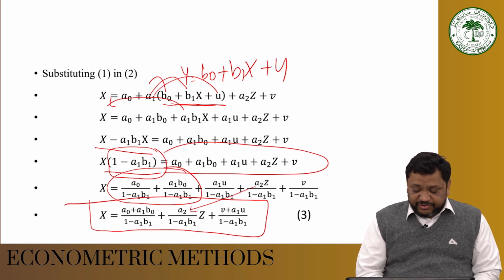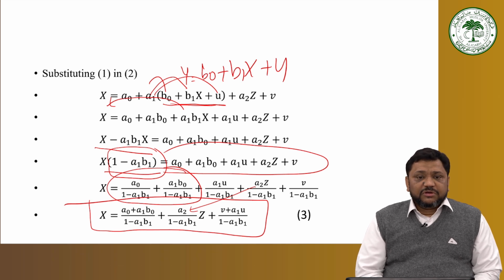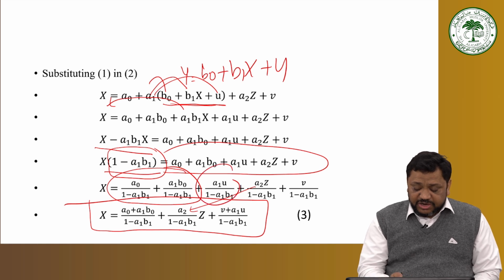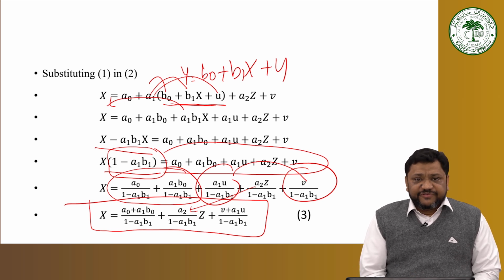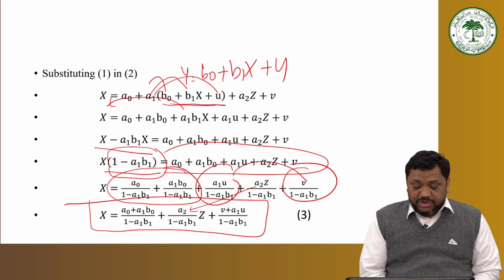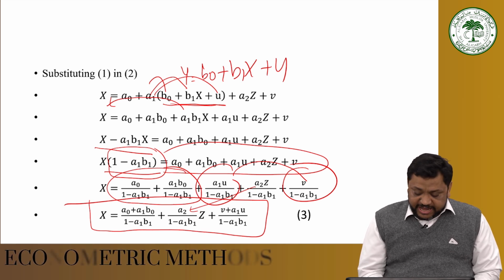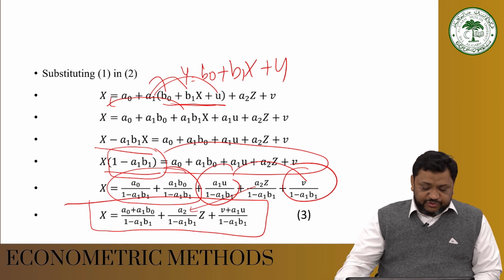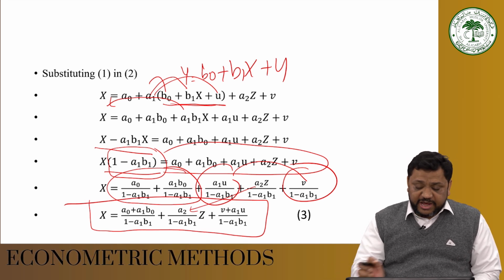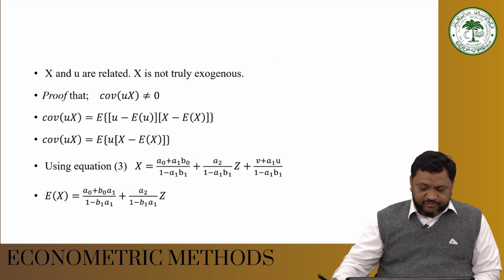In the second last equation, we have taken the fourth term to be the middle term in the last equation, and then we have merged these two: a1 u, because it has an element of u which is an error term, and the last term, v divided by 1 minus a1 b1. So both u and v are the error terms, and we combine these two. So what we have finally in the third term is v plus a1 u divided by 1 minus a1 b1. This is the third equation which we have got after inserting the value of y in the equation of x.